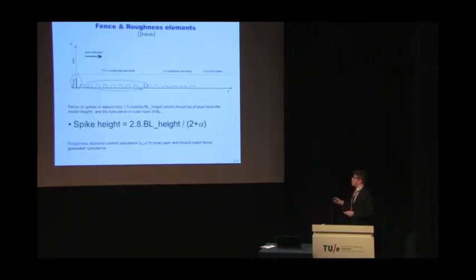So Erwin described how to do it. You put fans or spikes, and that controls the boundary layer height, and also gives you turbulence in the outer layer. This should match, of course, the turbulence that is created by the inner layer, and that's done by these cups that I've just shown.